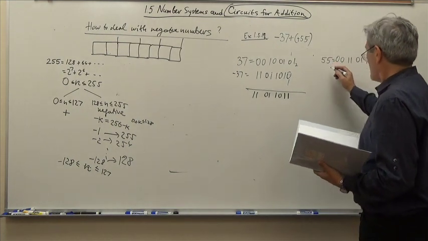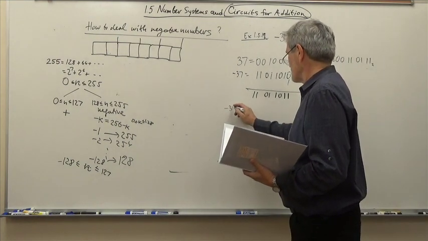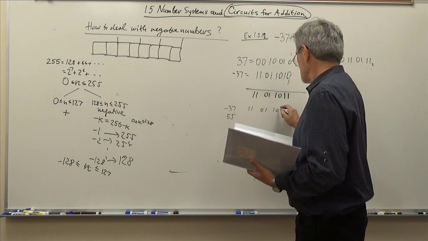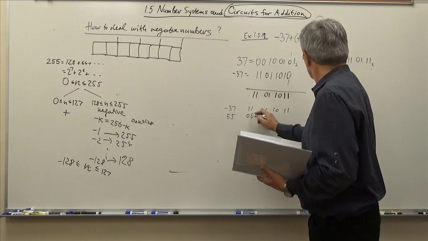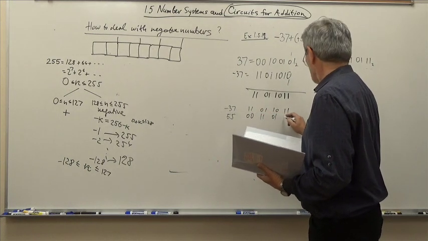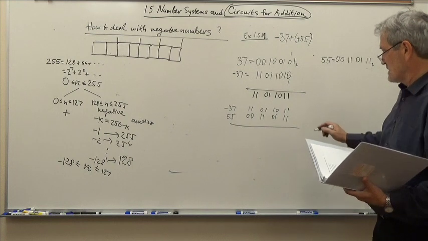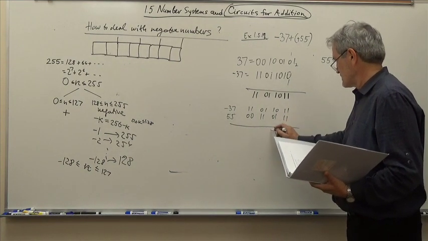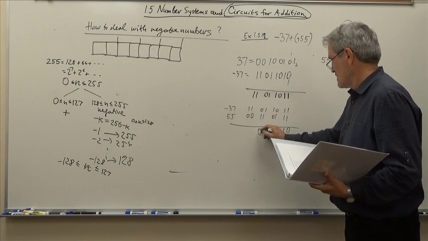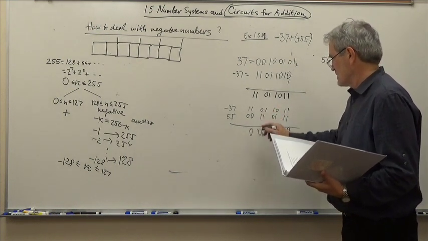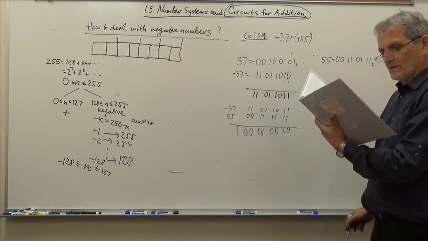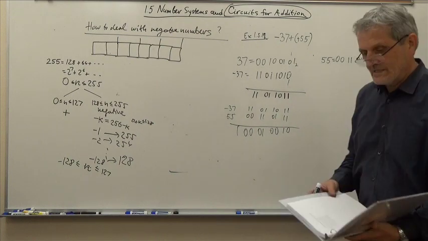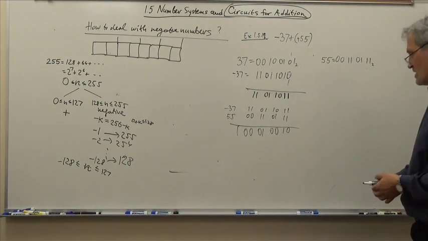So I go 55, and then negative 37 plus 55. So that will be 1, 1, 0, 1, 1, 0, 1, 1, and 55 is 0, 0, 1, 1, 0, 1, 1, 1. And here's something interesting. 1 and 1 is 0. I have a carry. 1 and a carry. 0 and a carry. 0 and a carry. 1 and a carry. 0 and a carry. 0 and a carry. 0 and a carry. And 1. Let me check the calculation again. 1, 0, 0, 1, 0, 0, 1, 0. Yes.